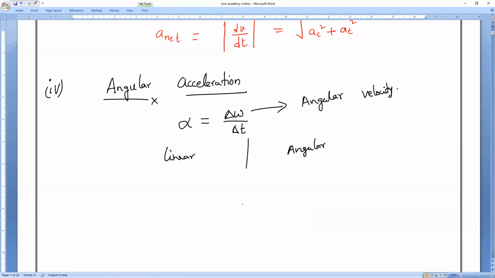So in linear, what is the displacement, everybody? s. And what is the angular displacement? You should respond. Theta. And speed or velocity in linear motion is v. What is the angular speed or angular velocity? Omega. If you want to find the speed from the distance or displacement, what is the formula? Velocity is equal to ds by dt. Same way, angular velocity is equal to d theta by dt.